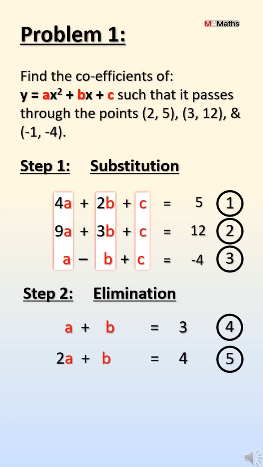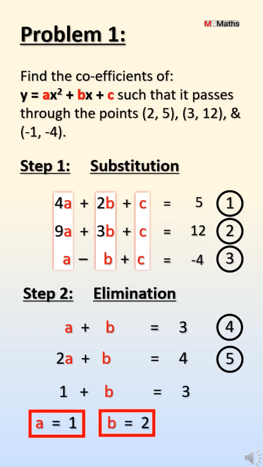If we subtract equation 4 from equation 5, we end up with simply 2a minus a, which is a. The b's cancel out. 4 minus 3, which is 1, giving us a is equal to 1. We can substitute that into equation 4, the simplest one, and we get 1 plus b is equal to 3. B must be equal to 2. Now we can substitute those a and b values into any of our equations to find out what c is. Into equation number 3, we get a minus b plus c, which is 1 minus 2 plus c is minus 4. So that's minus 1 plus c is equal to minus 4. C must equal minus 3.